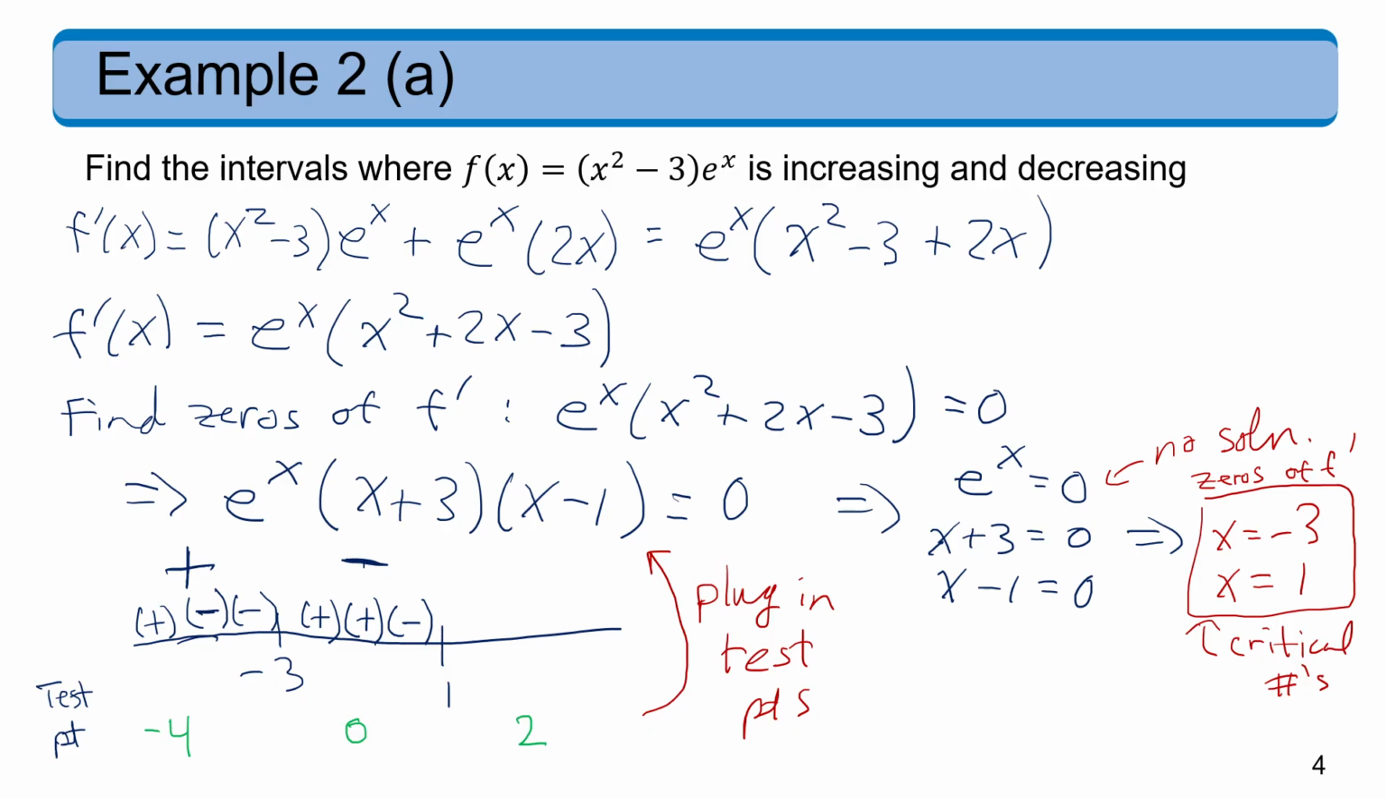And then the same process with the next test point, which is 2. When I plug 2 into e to the x, I get e squared, which is positive. 2 plus 3 is 5, which is positive. And then 2 minus 1 is 1, which is positive. So the product of three positives is a positive result. So these signs on the top are the signs of f prime.